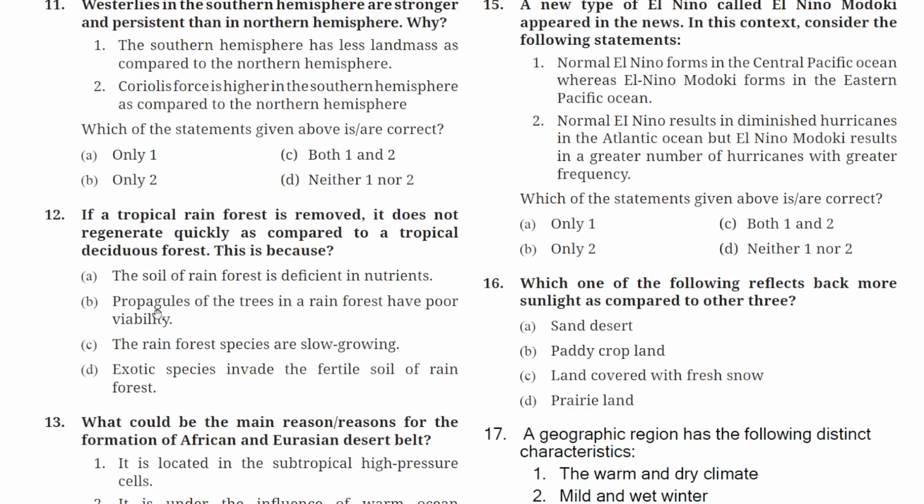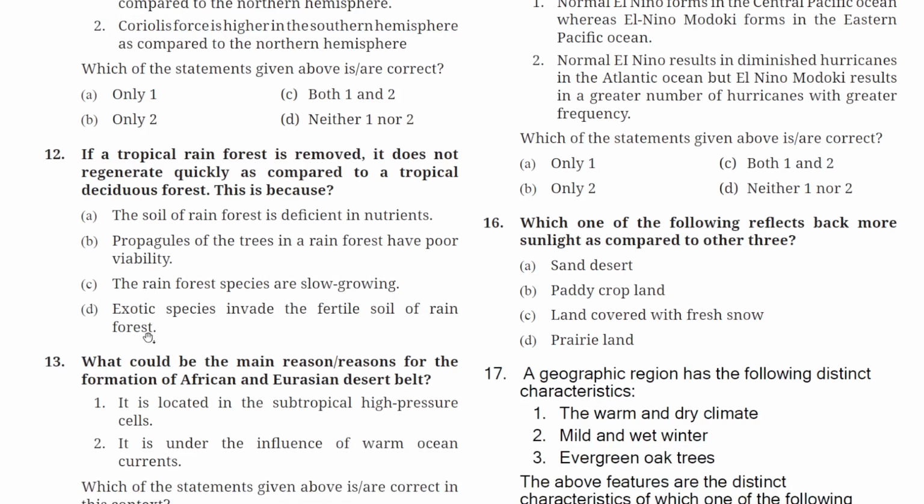For example, the propagules of the trees in a rainforest have poor viability. Such an option is not seen in rainforest. The rainforest species are slow growing. Such a condition is also not seen. Exotic species invade the fertile soil of rainforest. No, it is not that kind of condition in the rainforest. The soil of the rainforest is deficient in nutrients. That is the reason for the 12th question.